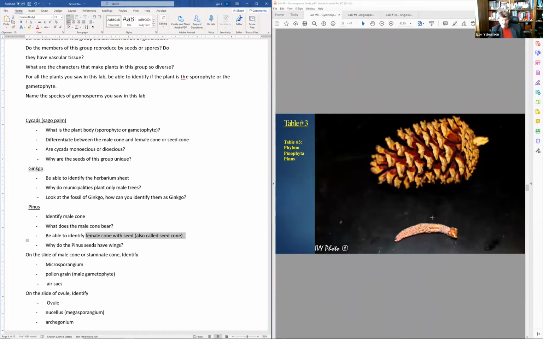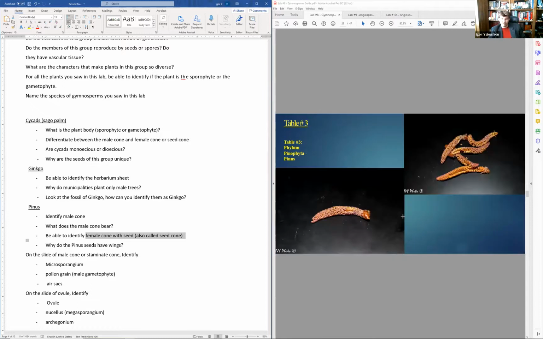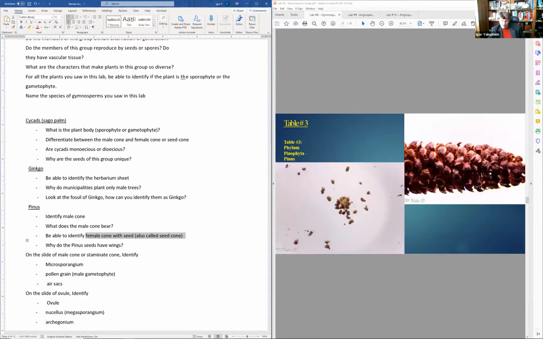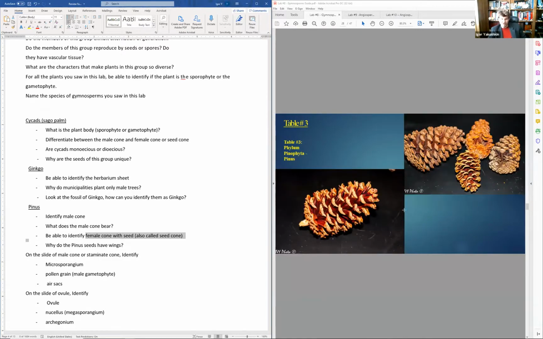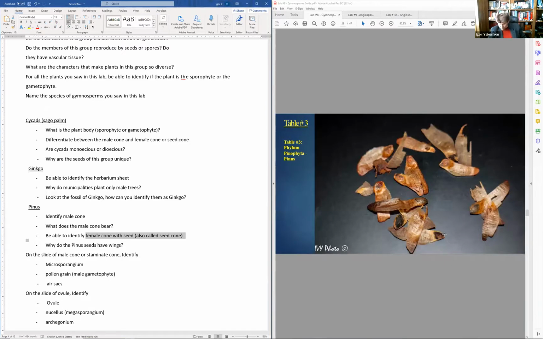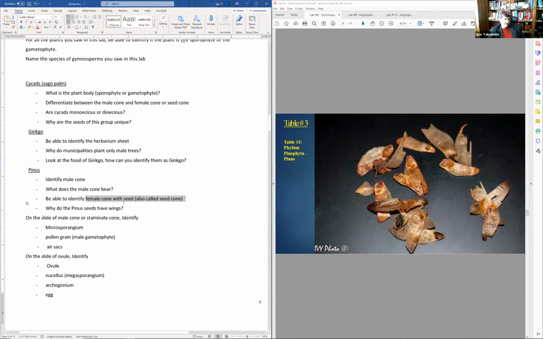Pinus leaves, pinus seeds. They have the wings to fly away from the parent plant, essentially to be distributed by wind, right? So female and male cones. Inside the male cone you will see a tiny little bitty grain of pollen. Female cones have the seeds inside. Here we're looking at the seed itself, and here we have a wing to fly away, glide away, technically speaking.